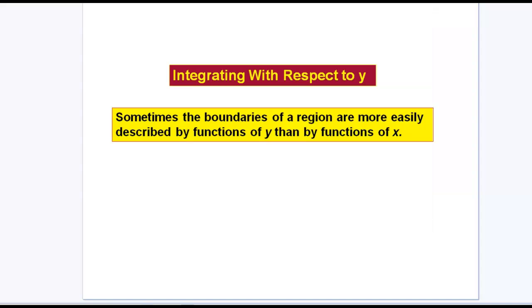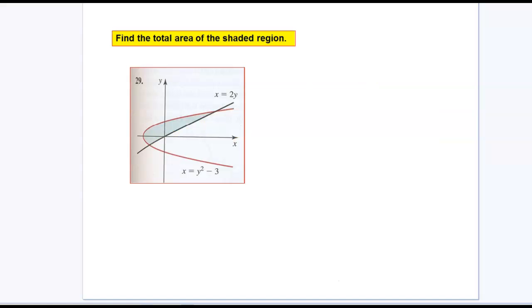And now we want to briefly look at integration with respect to y. Sometimes the boundary of a region is more easily described by functions of y than by functions of x. For example, in this question, we have the area trapped between the two curves, x equals 2y and x equals y squared minus 3.